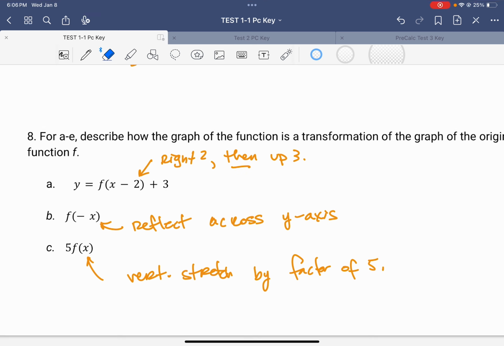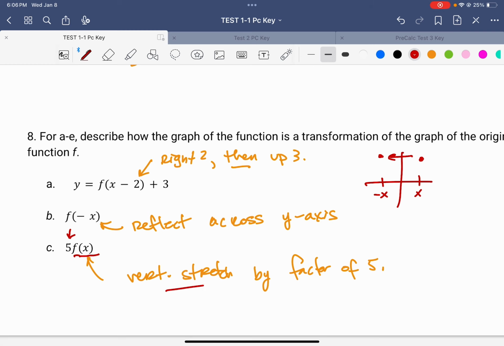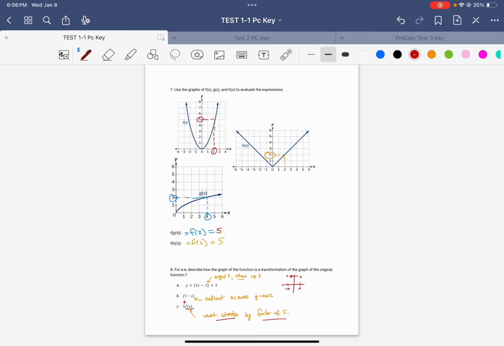Then if I look here and I want to know the transformations, always make sure you're working from the inside out when you're talking about transformations. So the first thing I would do is go right 2, because we're messing with x. It does the opposite of what you would think. And then we take all these old y's and add 3. That's why it moves up 3. Well, then if I replace all the x's with negative x's, that means any point that had an x value, I would replace its x with a negative x, so that reflects across the y-axis. Well, then if you take all the old y's and multiply them by 5, that's a vertical stretch by a factor of 5.